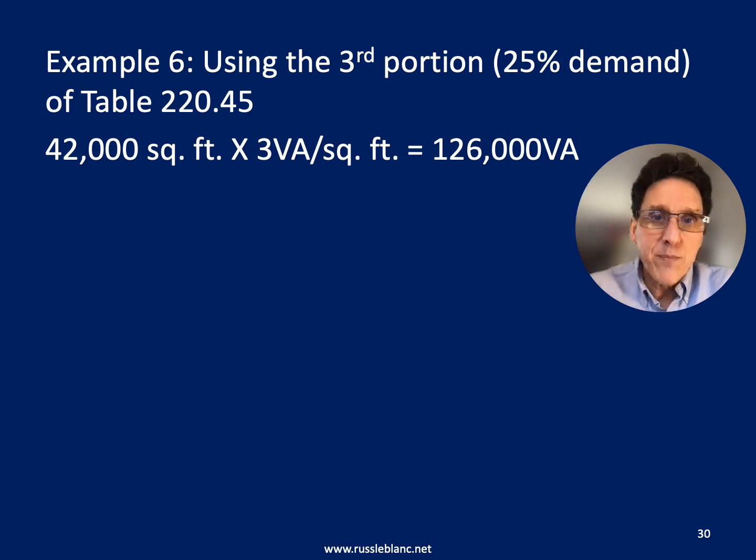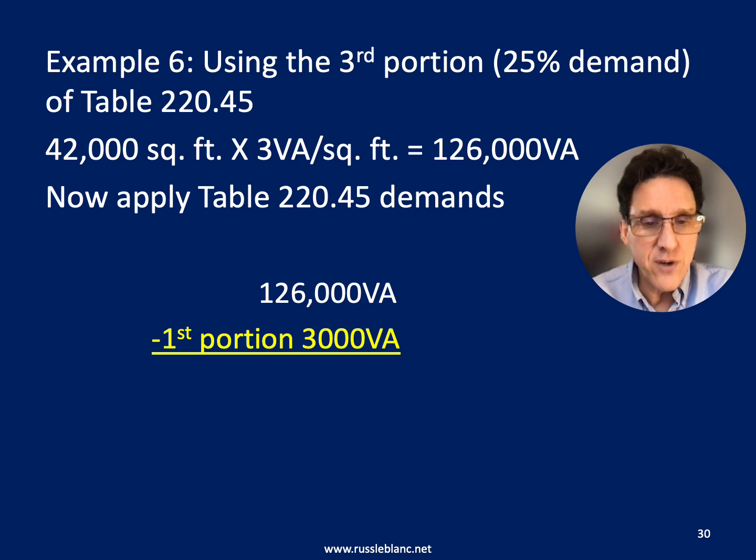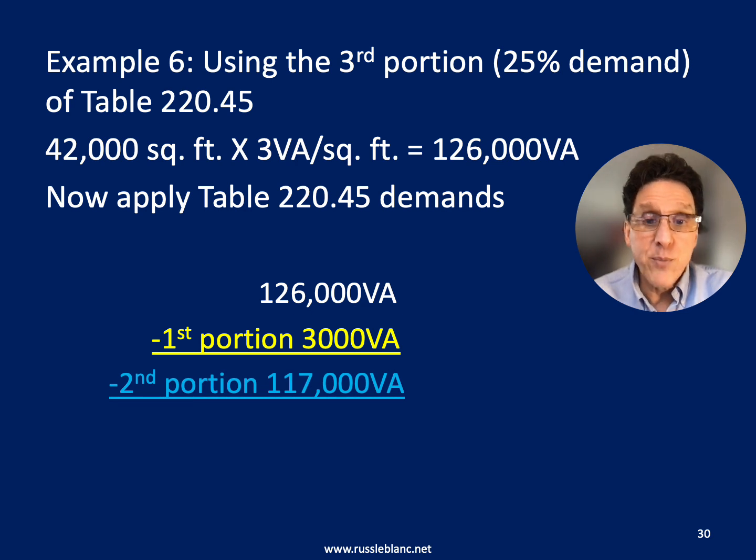Now, before we've applied the demands from table 220.45, we are over 120,000. And so in your mind, that's got to be a trigger that we're going to need that third portion, that 25% portion. So just keep that in mind, and I'll show you a shortcut in a minute. All right, there's the 126,000 volt amps. We're going to take away the first portion. It's always 3,000 volt amps for that first portion. Second portion: because we are over 120,000, we're going to max out the second portion. Second portion maxed out is 117,000 volt amps.